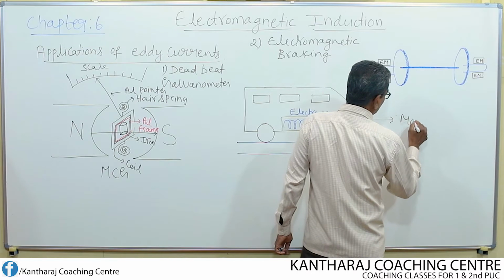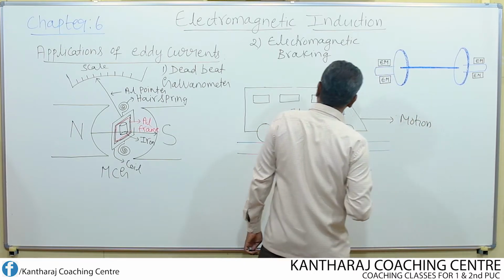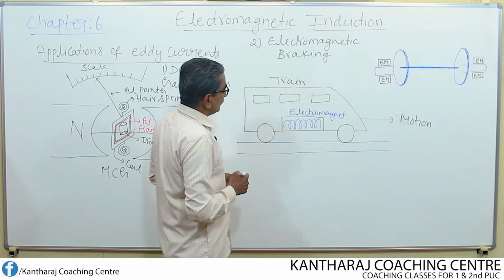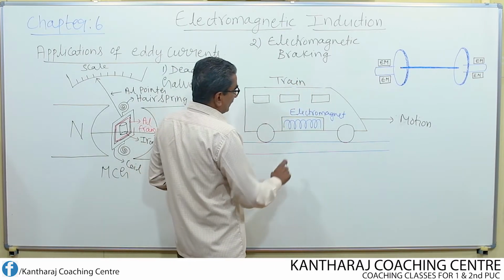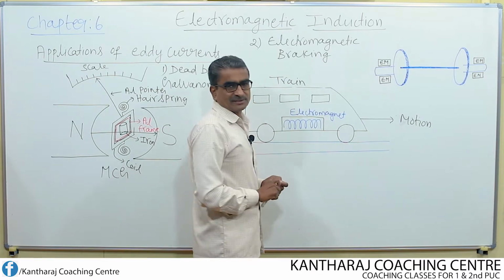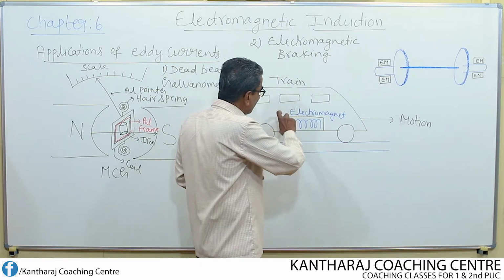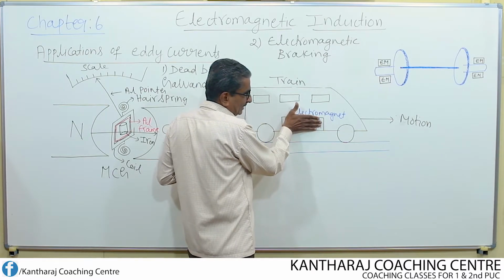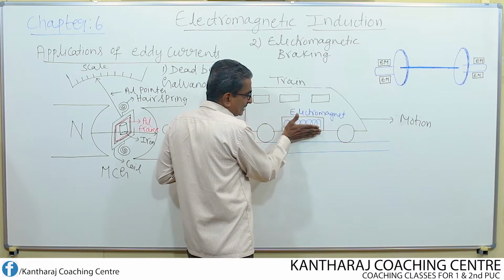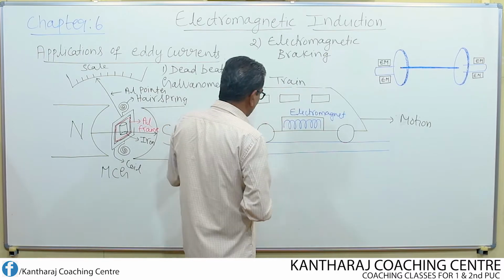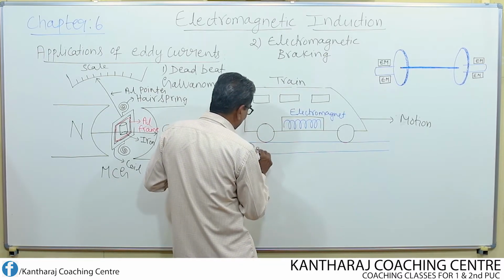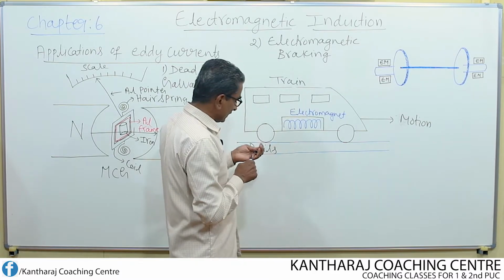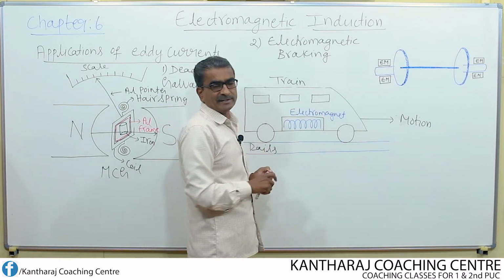So this is nothing but the motion of the train. Now this fast moving train carries electromagnets along with them, and these electromagnets are installed in the train, which is just above the rails. Let us consider this as rails. So just above the rails electromagnets are there, which is carried by the train.